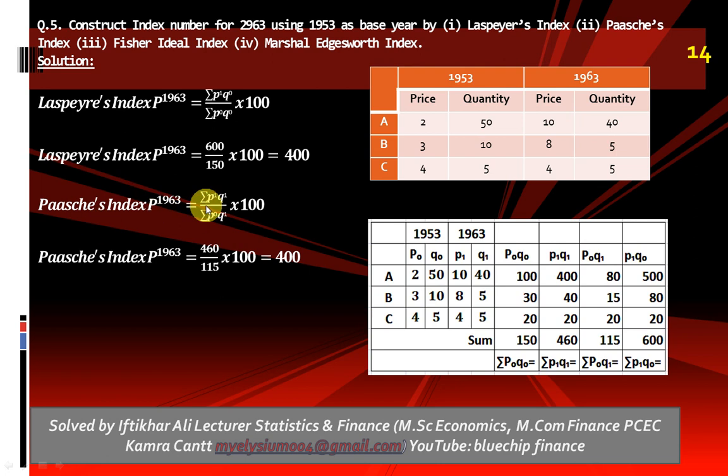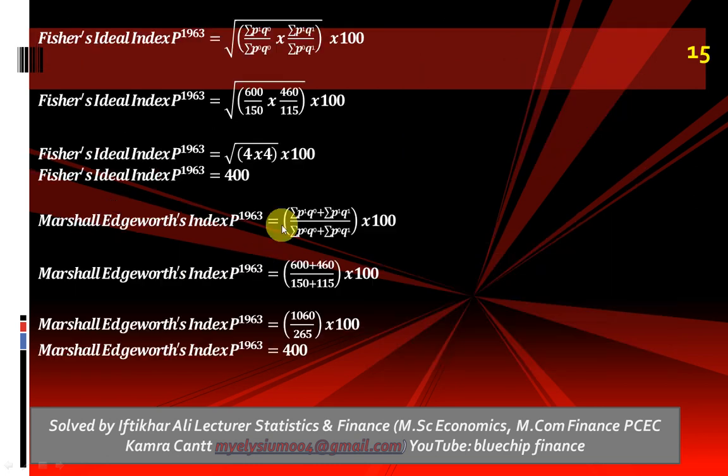Paasche index, sum of P1 Q1 divided by sum of P0 Q1 multiplied by 100, and Paasche index is also 400. Fisher index, you can alternatively just simply multiply the Laspeyres and Paasche index and take the square root. It will also be equal to Fisher index, but the formula is also given here. Just apply this formula. This one, as you are noticing here, is representing the Laspeyres index, and this part is representing the Paasche index. So after putting the values into this formula, Fisher index is 400 also.